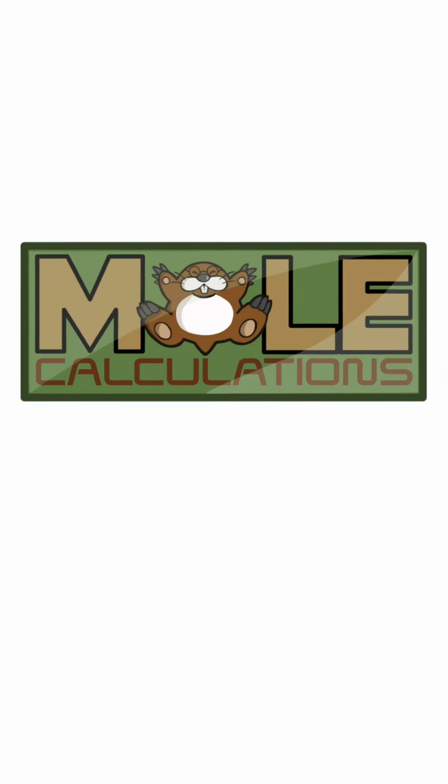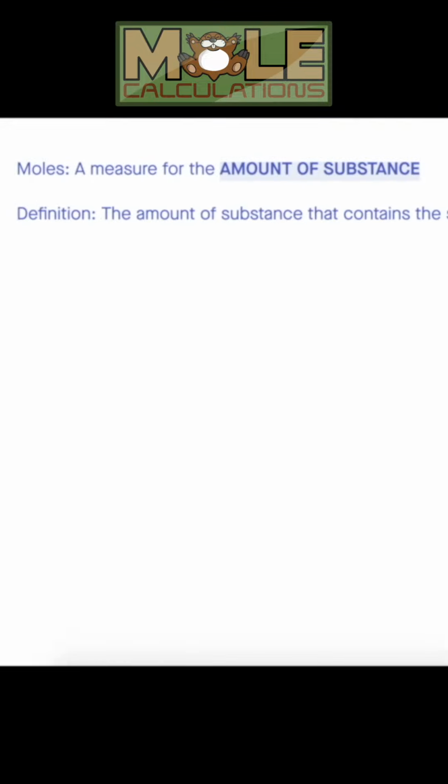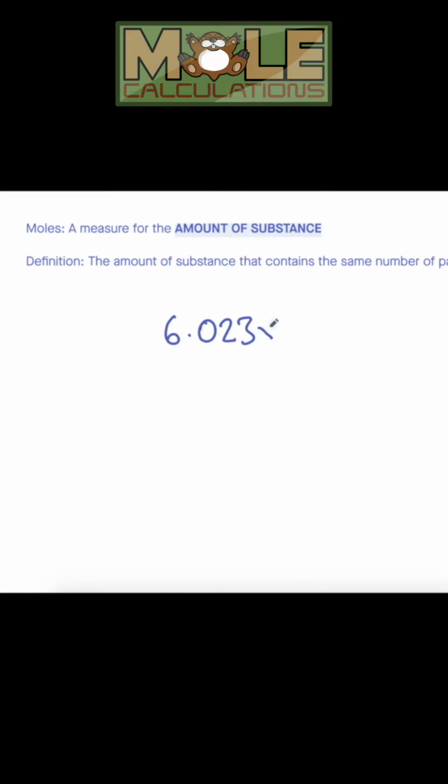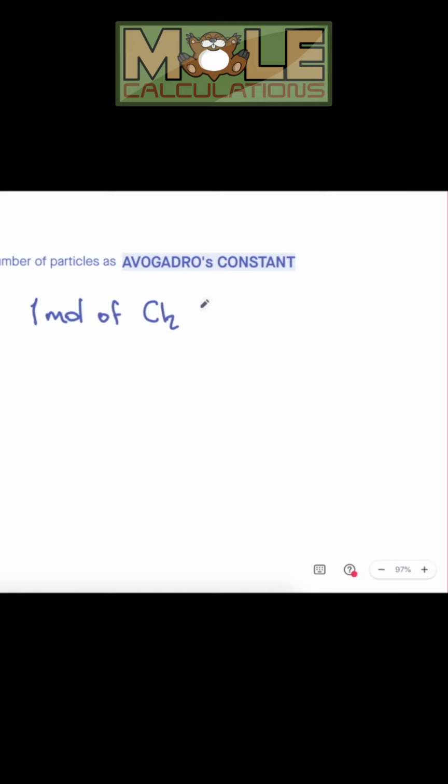This is mole calculations in under 5 minutes. Moles are a measure for the amount of a substance and is defined as the amount of substance that contains the same number of particles as Avogadro's constant, where Avogadro's constant is 6.023 times 10 to the 23. So if you had 1 mole of CO2 gas, that would mean you have 6.023 times 10 to the 23 particles, or molecules, because it's a simple molecular substance.